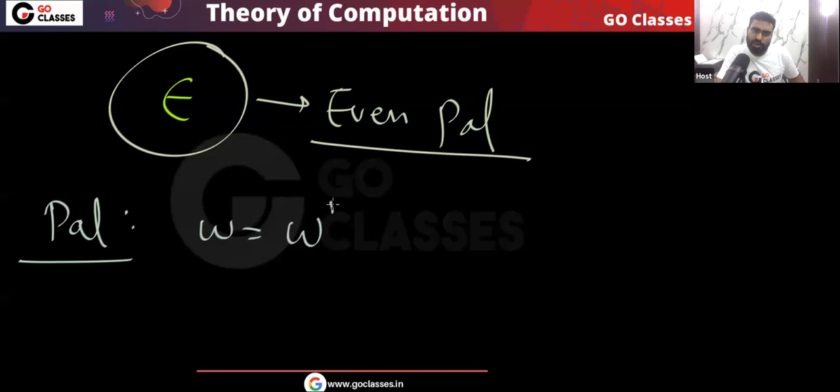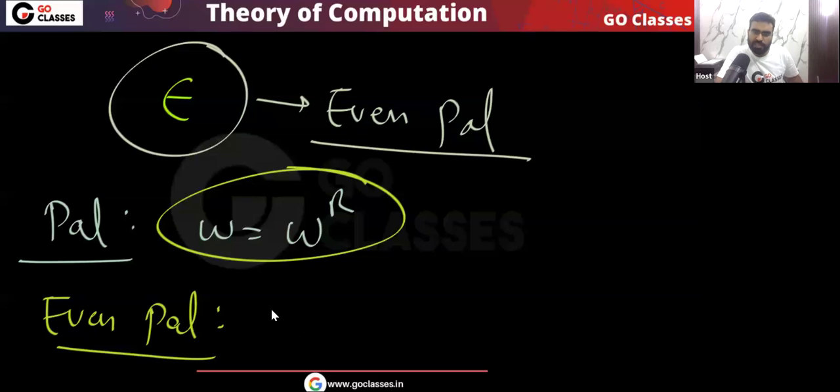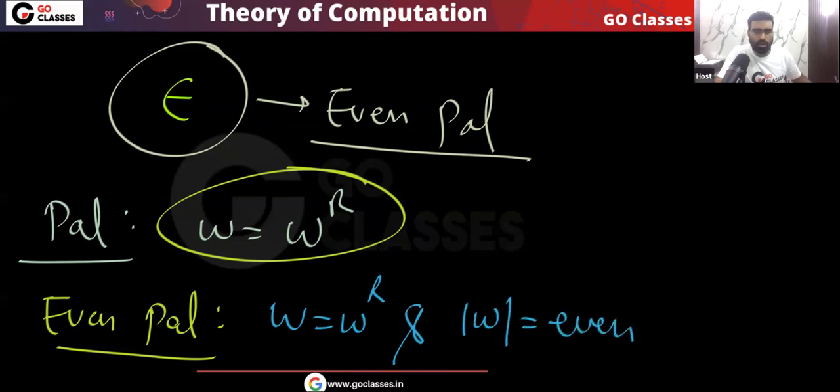Because you can easily see, what is the definition of palindrome? Please understand. The definition of palindrome is that W is equal to W reverse. Okay, this is the definition of palindrome, that W is equal to W reverse. And what is the even palindrome definition? Even palindrome definition is W is equal to W reverse and length of W is equal to even. Yes or no? Is this clear? So remember, the definition of palindrome is W equal to W reverse, and the definition of even palindrome, that is W equal to W reverse and the length must be even.